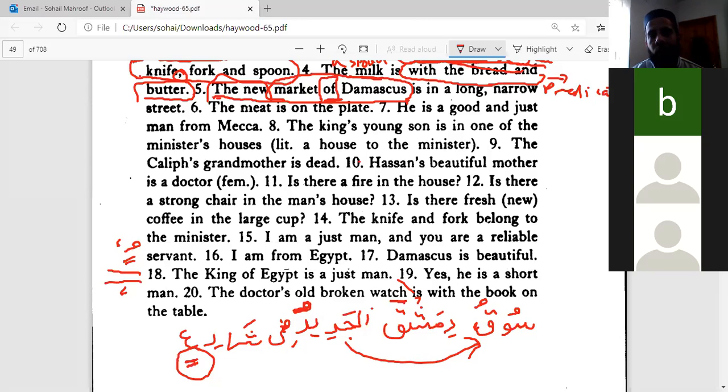So shari'in is a long, narrow street. What's shari'in? So what's going to come next? Fahmida, do you know what's going to come next? Yes, shari'in tawilin dayyiqin. So what are tawilin and dayyiqin in relationship to shari'in? The adjectives. So nothing comes in between.